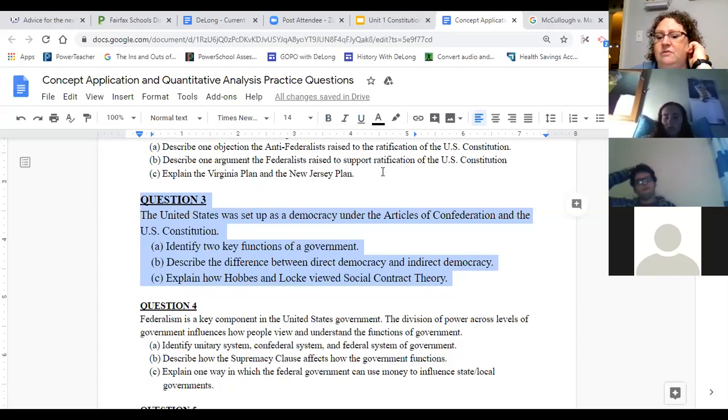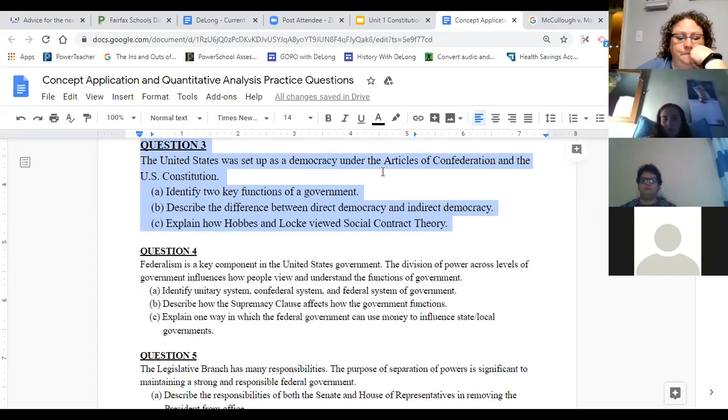Locke, on the other hand, social contract theory, remember, is that agreement that we enter into that government is instituted to protect our rights. And if they stop protecting those rights, the contract's been broken and we have the right to rebel. Everybody with me? All right.